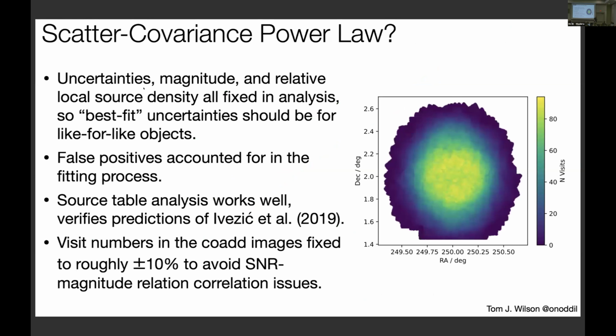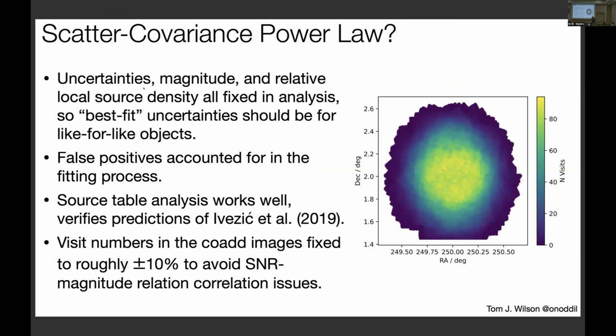And essentially, we can't explain this ourselves. So this is why I'm trying to give this talk. We control all of the things that we can control. The covariances as quoted, the magnitudes, source density if necessary, everything is held fixed as it should be for a good experiment. False positives are accounted for in our fitting process.